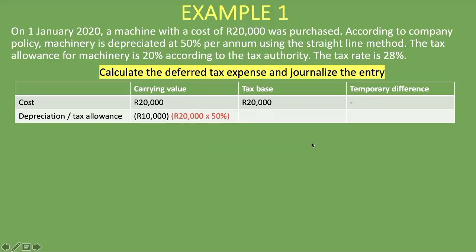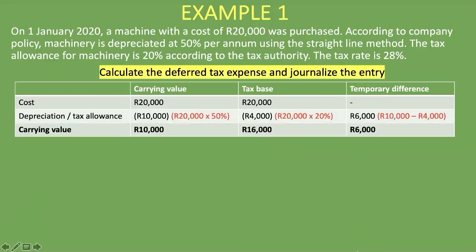But based on the tax rules, the tax allowance is 20%. So we're going to take 20,000 rand times 20%, which gives us 4,000 rand, and that is the tax allowance. And the difference here is 6,000 rand, which we get by taking the 10,000 rand minus the 4,000 rand. So our carrying value is 10,000 rand based on our books, but based on the tax rules, it's 16,000 rand. So there's a temporary difference of 6,000 rand.